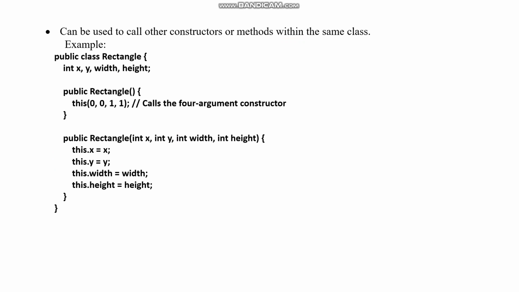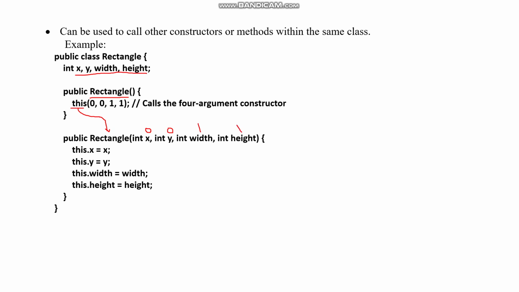See this example: public class Rectangle. It has the parameters x, y, width, and height. These are called instance variables. Public Rectangle is a constructor. In this constructor, I wrote one more constructor call: this(0, 0, 1, 1). This refers to the constructor which has the four parameters. The values are 0, 0, 1, 1, meaning x is 0, y is 0, width is 1, and height is 1.